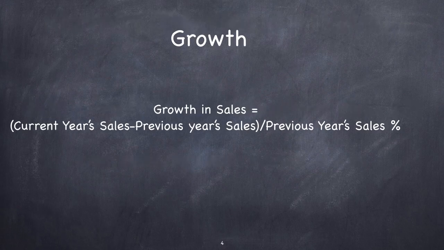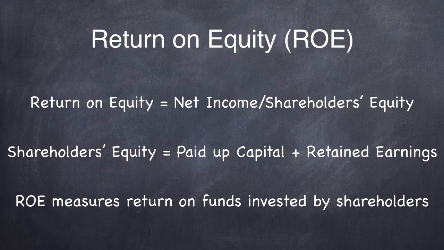So, how do we measure growth? Normally, growth is measured as growth in sales, which is current year sales minus previous year's sales, and then divide the whole thing by the previous year's sales and express it as a percentage. So, growth is always expressed as a percentage, as is profitability. Return on equity is calculated as net income divided by shareholders' equity, and the whole thing is expressed as a percentage too. Shareholders' equity, you will remember, is paid up capital plus retained earnings. Thus, return on equity measures the return on funds invested by shareholders in this business.